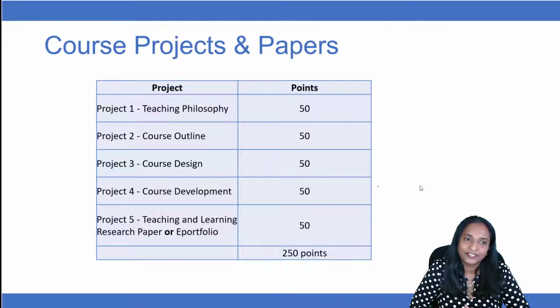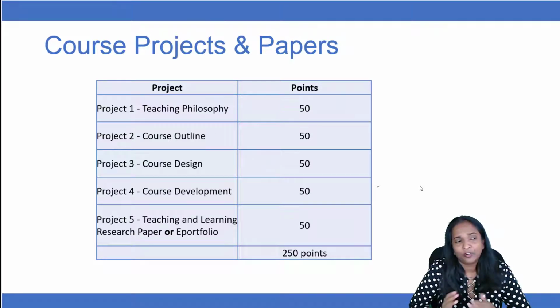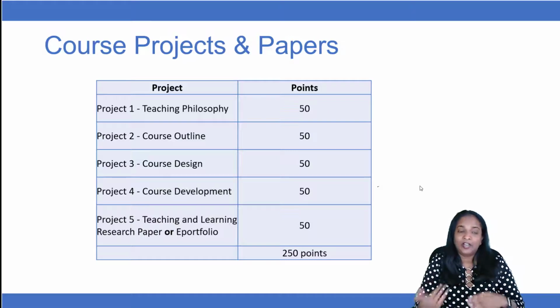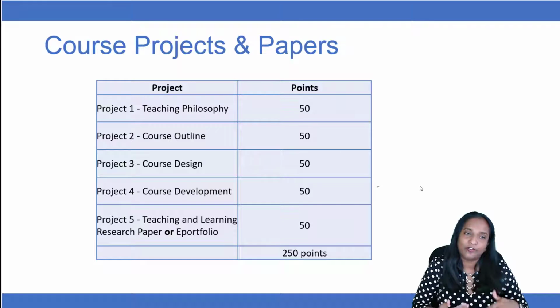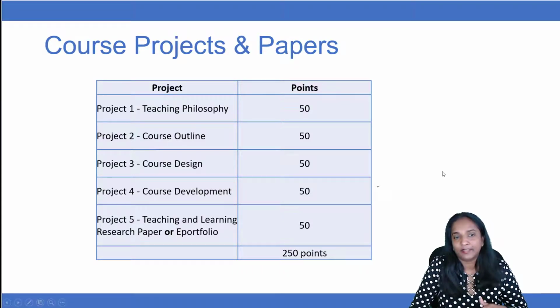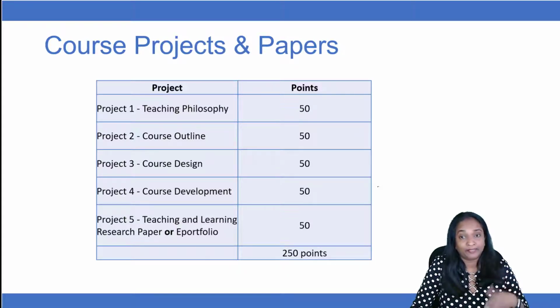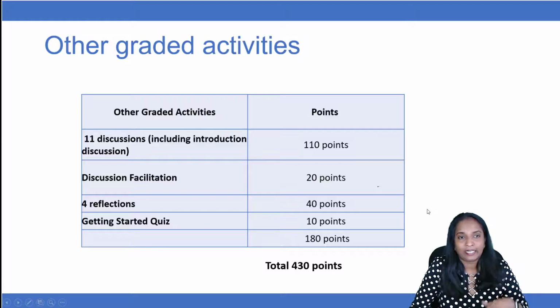So here are the projects. 5 projects. The first one is a teaching philosophy, so you're going to be writing, and then 5 is either a research paper or an e-portfolio. If you are in the Postmaster certificate program, I do recommend the e-portfolio, because if you're looking at teaching opportunities, then you can share your e-portfolio. Projects 2, 3, and 4 are kind of connected together: the course outline, course design, and course development. I actually have a video in the getting started module explaining that a little bit more in detail.